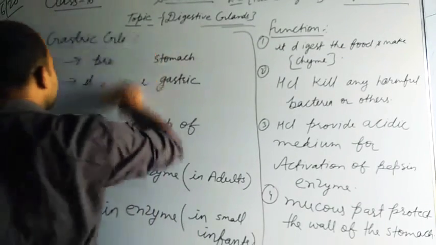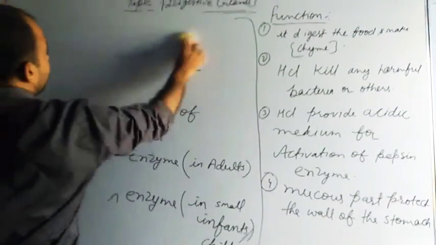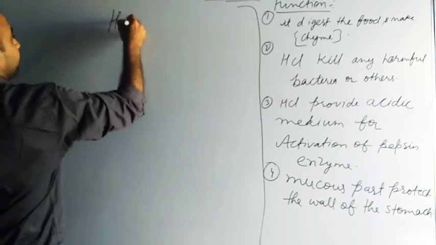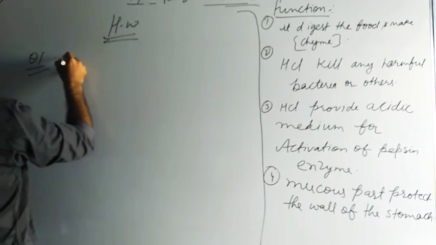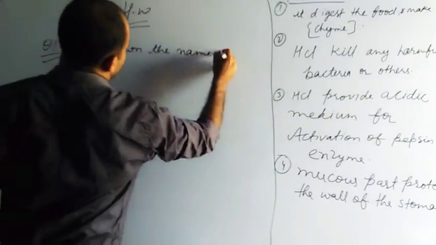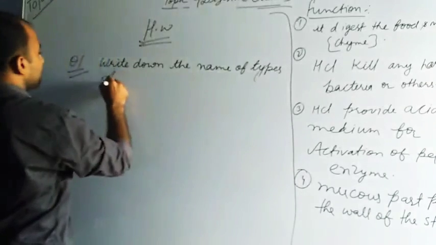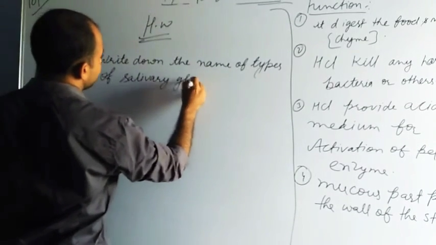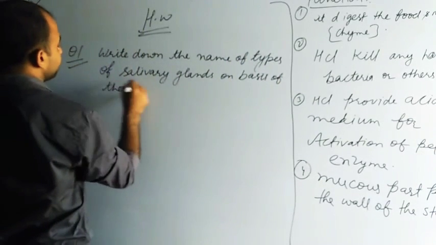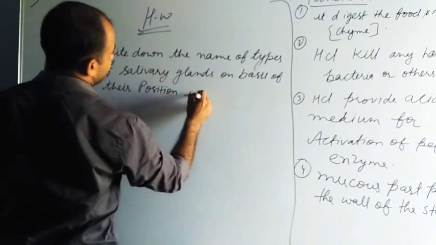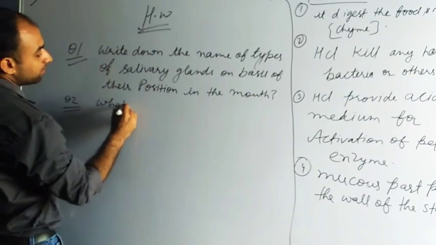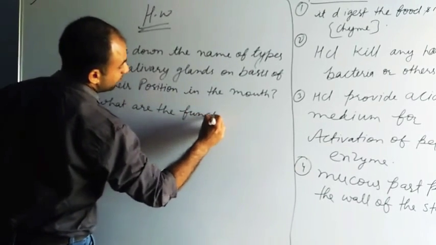Try to find out the answers of these. Homework for today. Question number one: write down the names of the types of salivary glands on the basis of their position in the mouth. Question number two: what are the functions of saliva?